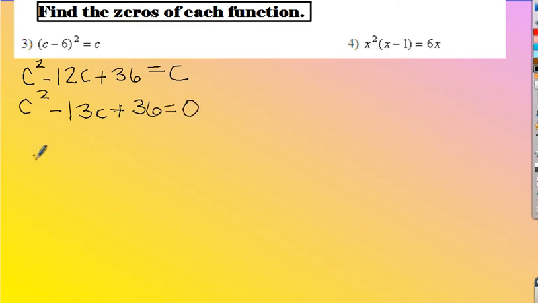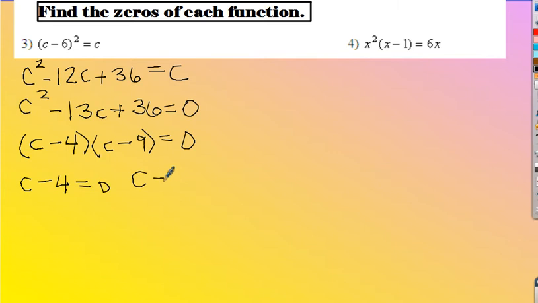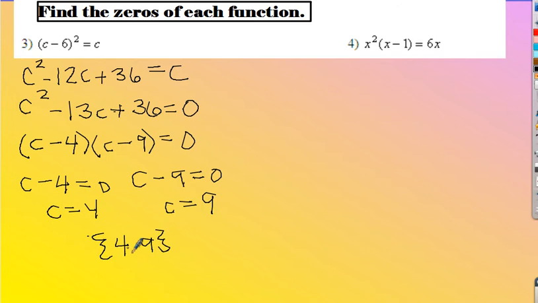This is a short trinomial now, so you do need to factor, and our two factors would be c minus 4 and then c minus 9. Using the zero product property again, c minus 4 would have to equal 0, or c minus 9 would have to equal 0. So this particular equation is going to give us +4, and this particular equation is going to give us 9. Again, both of those are valid answers, and they should be included in your solution set.